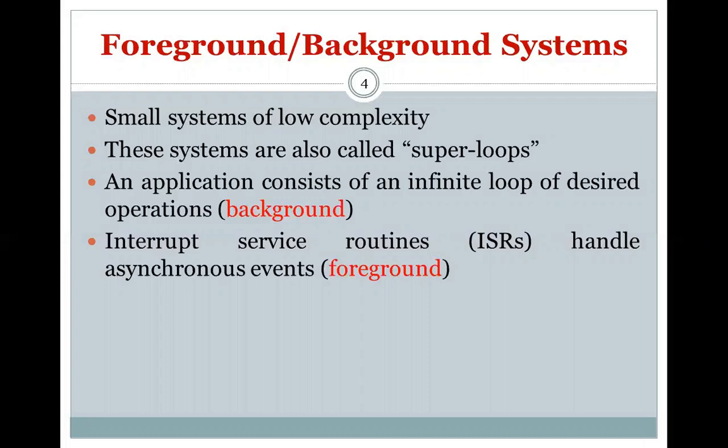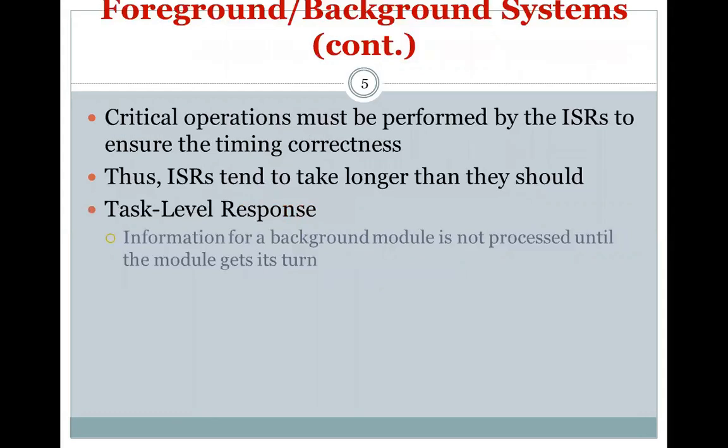Interrupts will be handled in the background, whereas asynchronous events will be handled in the foreground. The critical operations must be performed by the ISRs to ensure timing correctness. ISRs tend to take longer than they should. Task level response, that is, information for a background module, is not processed until the module gets its turn. These are a few drawbacks related to the Superloop model.